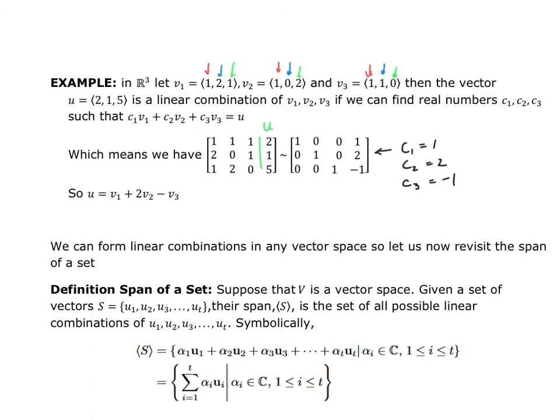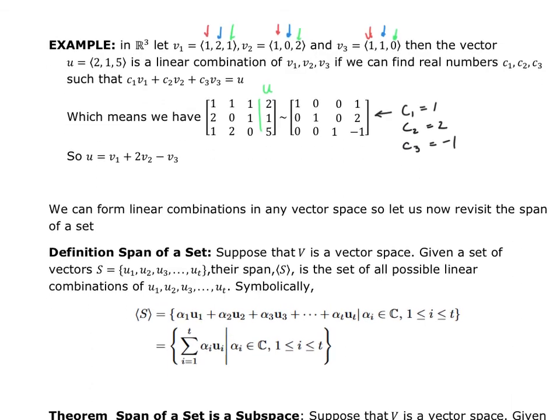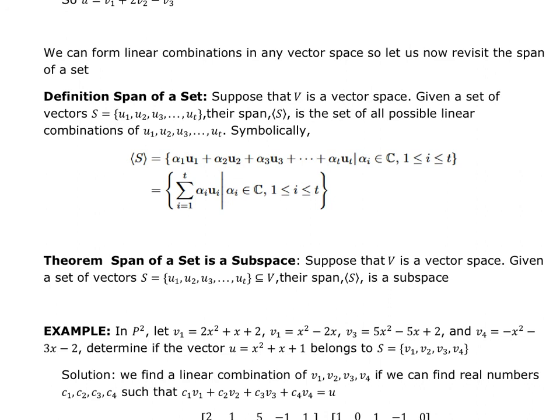So let's revisit what it means to be a span. Suppose V is a vector space. Given a set of vectors where their span is defined by S, in other words, this S is the spanning set that produces all the linear combinations, the span is the set of all possible linear combinations. Symbolically, this is what it would look like. And from that, we're going to get this span of a set as a subspace.